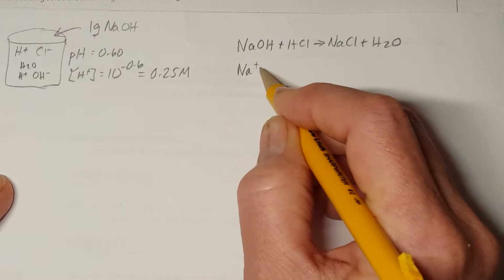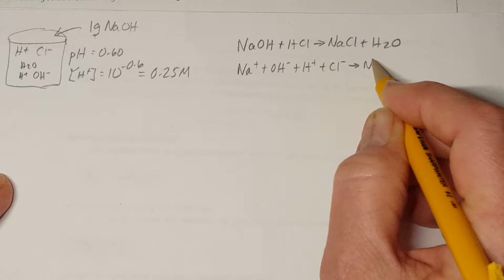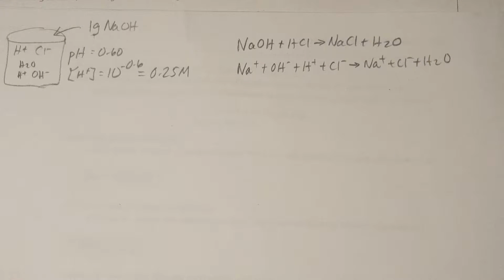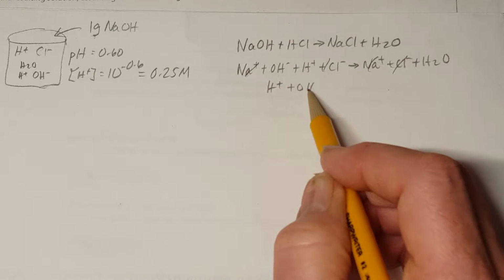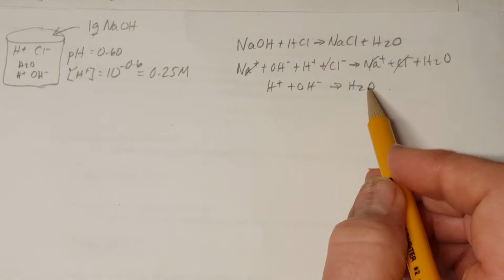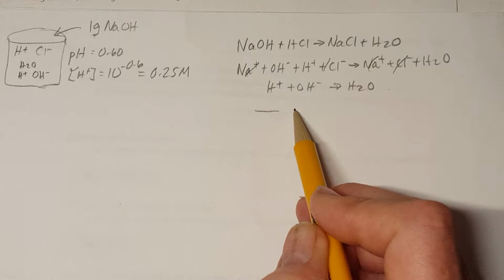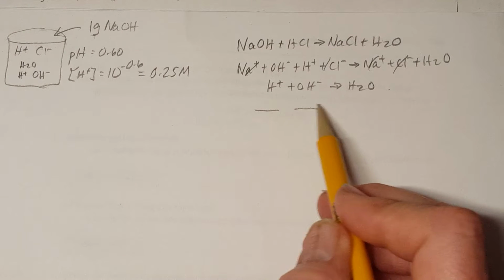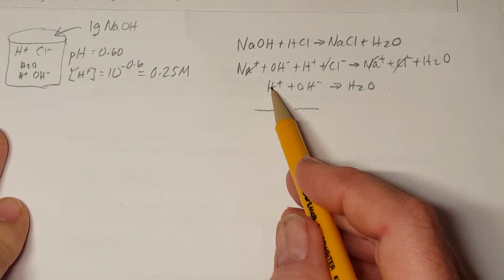So if we do Na+ OH- plus H+ Cl-, the full ionic equation, and cross out the spectator ions, we get H+ plus OH- makes H2O. That's really what's going on in any neutralization reaction. So the question is, how many H+ ions are in the beaker? How many moles of OH- am I adding? And then determine which one is limiting and which one is excess, and figure out what's left in the beaker after the reaction. So we'll work on the H+ first.